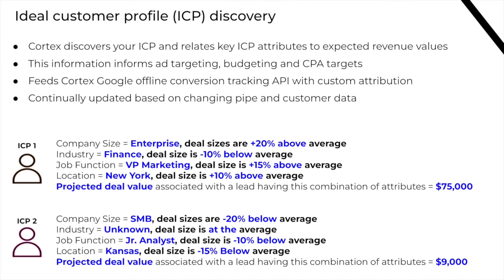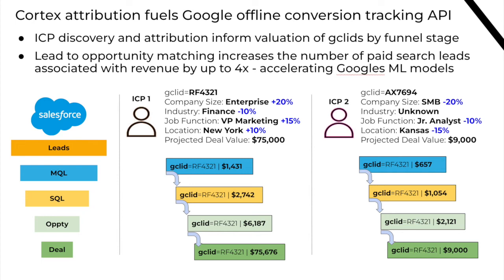Now, if you just skim this next part, you see that SMB deals in unknown industry and the contact as a junior analyst in Kansas is a much lower number. So we want to send the right information to Google. So you can see with Cortex, we're able to calculate this information and then use it to properly feed the information back into Google.